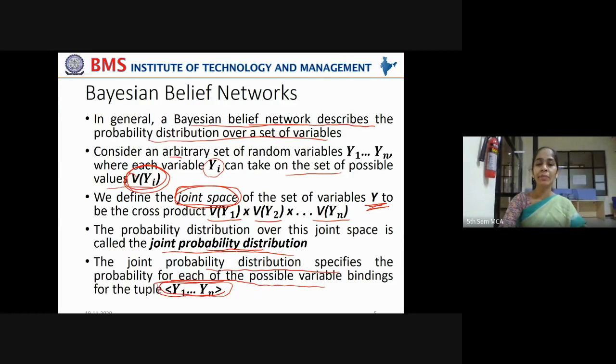Why are we calling it a tuple? It has various values, right? 12 different values it can have. If it has 3 attributes, the first attribute having 3 values, the second attribute having 2 values, and the third attribute having 2 values, in total how many combinations do you get in the joint space? 3 into 2 into 2. So you get a total of 12 combinations. Each of that is indicated as a tuple of combinations, right? And for each of them, probability is assigned, which you call the joint probability distribution, right?